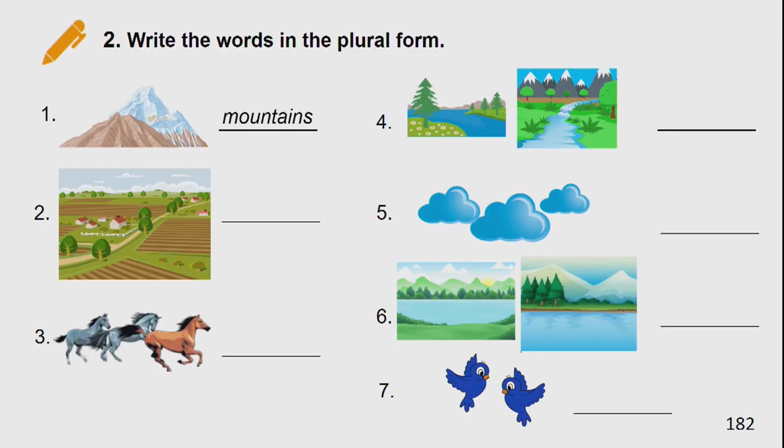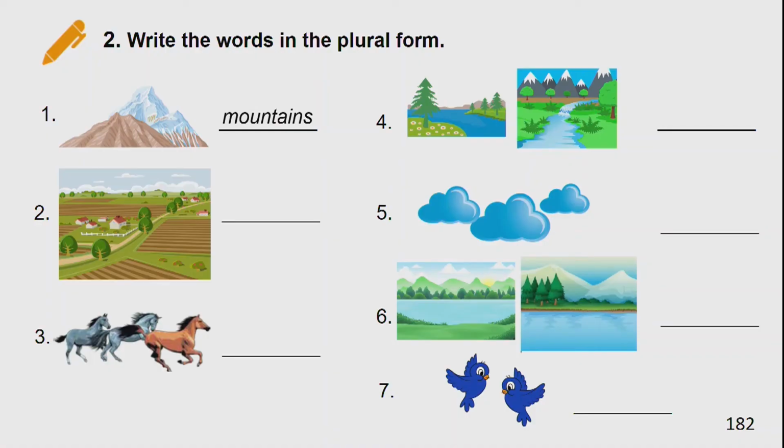Look at the exercise number 2. There are 7 pictures. Now you look at the pictures and write the words in the plural form. For example, picture 1. Mountains. Work individually, please. Finished. Now check the answers with your partners. Say the number of the picture and read the word in the plural form. Do it one by one.